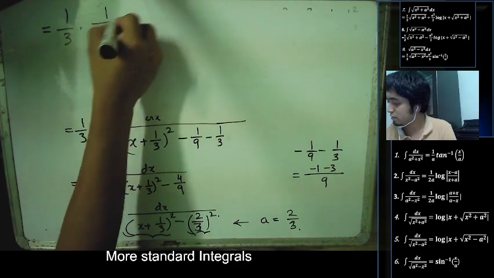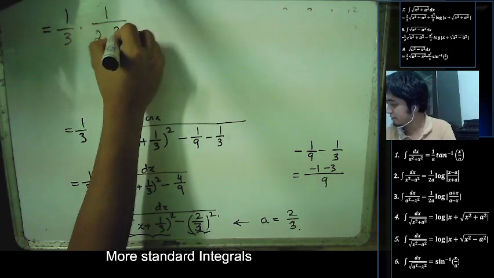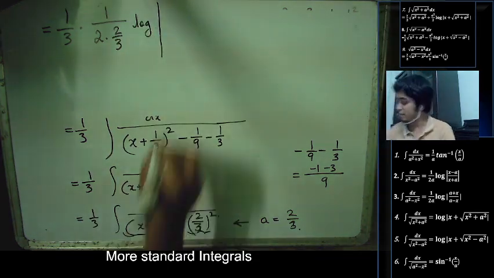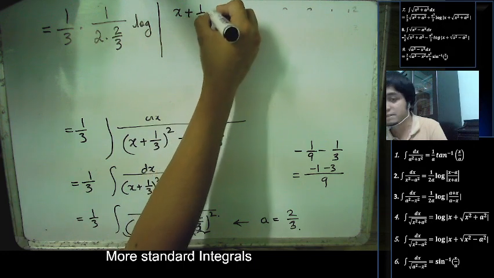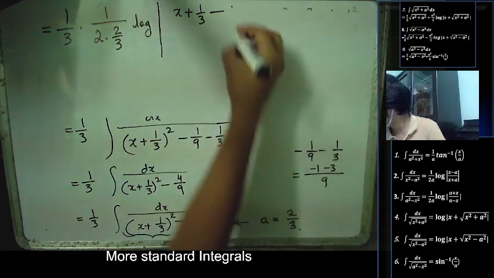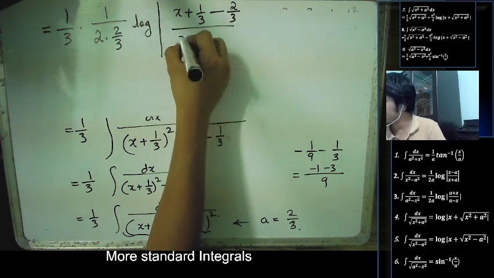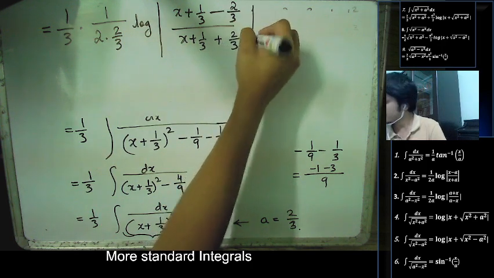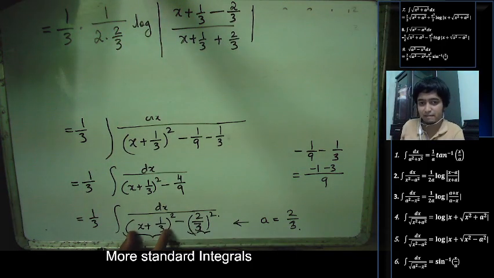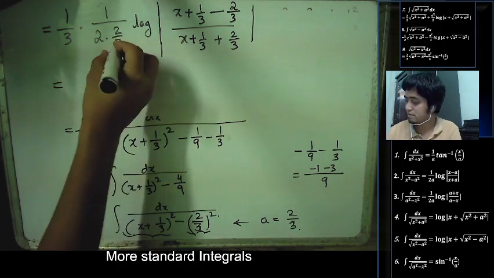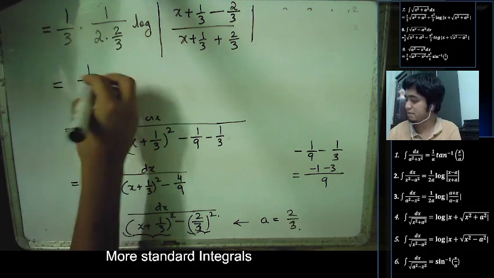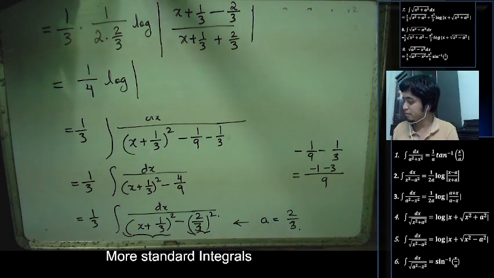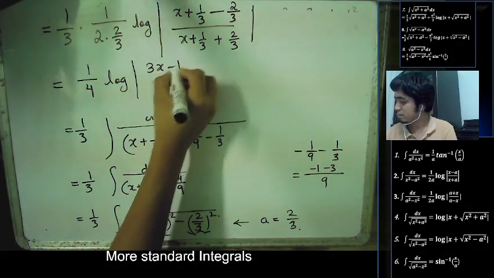It will be 1 by 2a, which is 2 by 3, log of x minus a, but instead of x I am having x plus 1 by 3, x minus a divided by x plus a. Again, I repeat, instead of x we are having this whole thing, and instead of a we are having this, and we are just using the formula. So we will be having 1 by 4 if you do the simplification. So 1 by 3 minus 2 by 3 will give you, if you do the simplification, it will be like this.